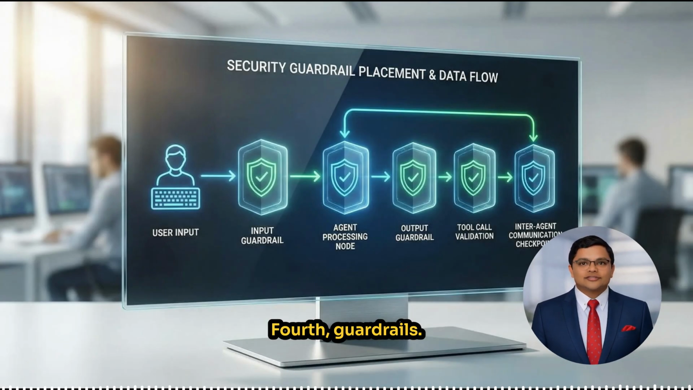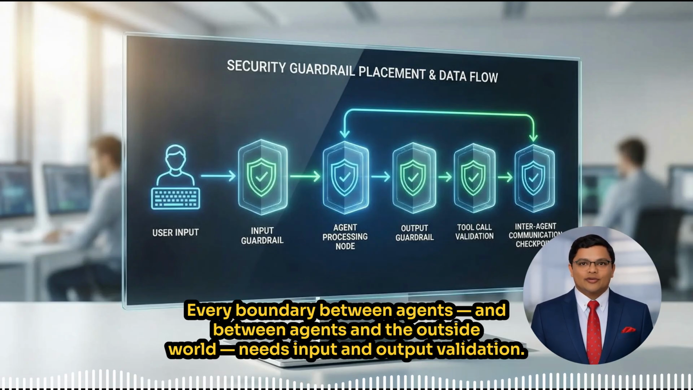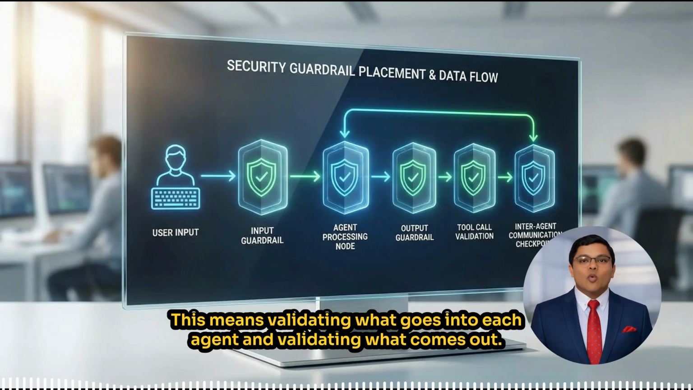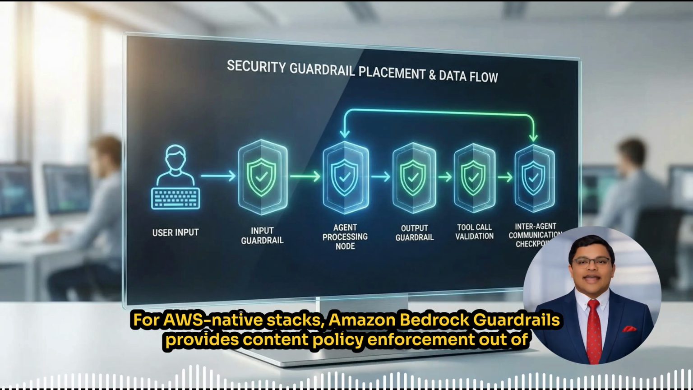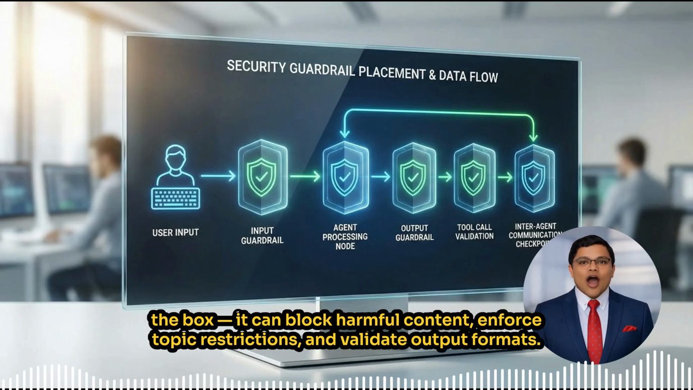Fourth, guardrails. Every boundary between agents and the outside world needs input and output validation. This means validating what goes into each agent and validating what comes out. For AWS native stacks, Amazon Bedrock Guardrails provides content policy enforcement out of the box. It can block harmful content, enforce topic restrictions, and validate output formats.